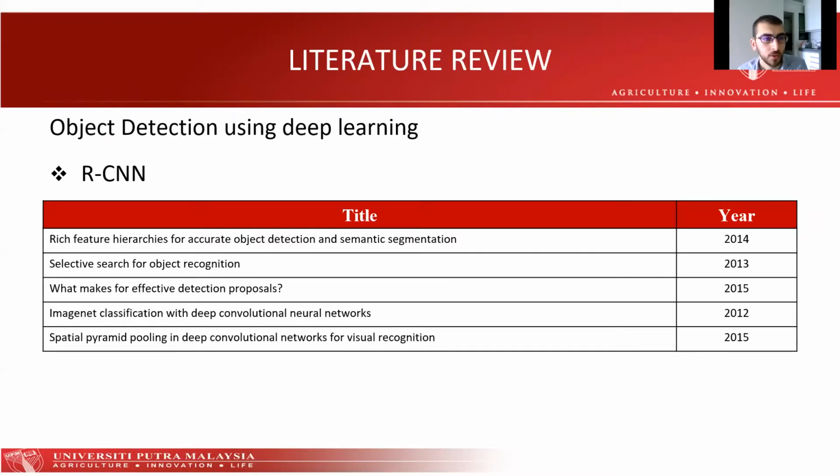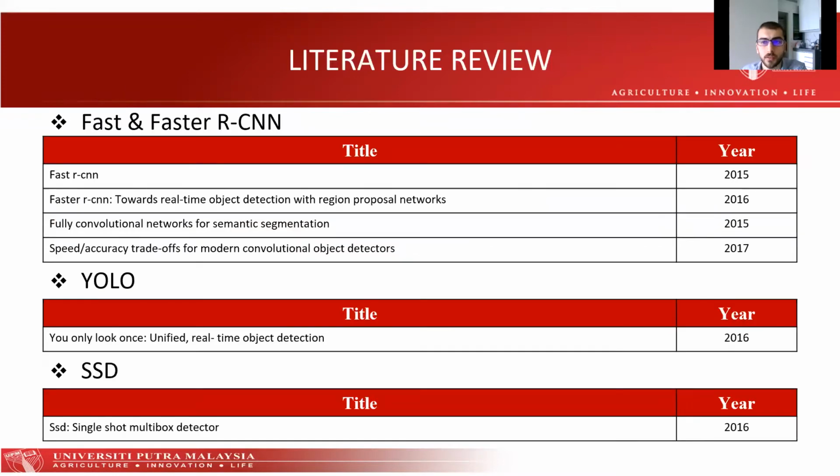In the literature review, we will go through previous methods of deep learning, image segmentation, and two scenarios of transfer learning. The first method of deep learning was proposed in 2014, which was called RCNN, and these are the papers that worked on this method. Later in 2015, Fast RCNN was proposed, and it is the development of RCNN.